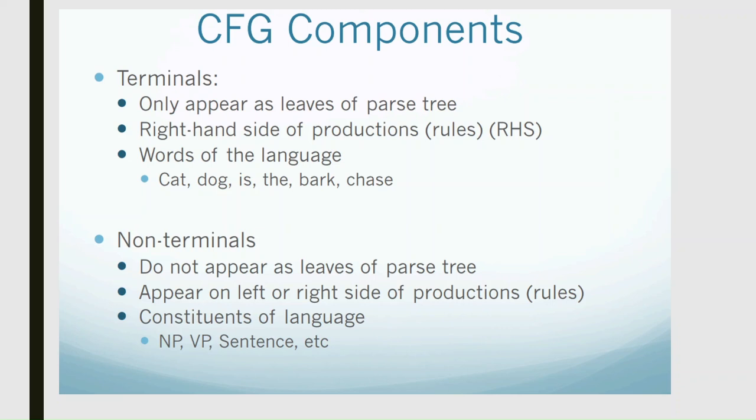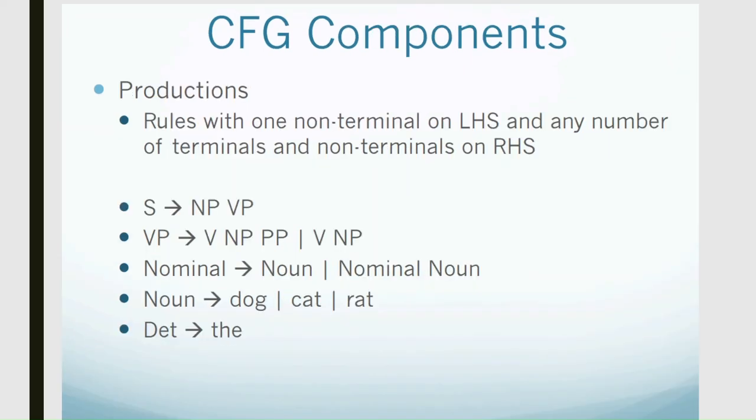Terminals only appear as leaves of the parse tree or syntax tree, on the right hand side of the production. Words of the language like cat, dog, is, the, duck, bark, all these can be terminals. Non-terminals do not appear as leaves, they appear on the left or right side of the productions. It is NP or VP or sentence, etc. Productions are the rules, with one non-terminal on the LHS and any number of terminals and non-terminals on the RHS. So this is how you write.